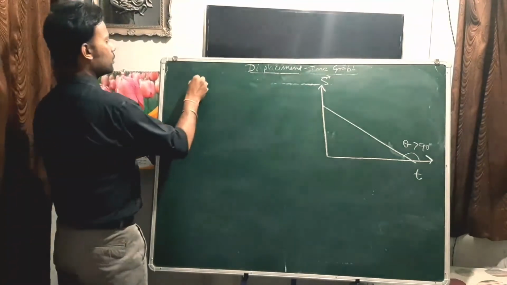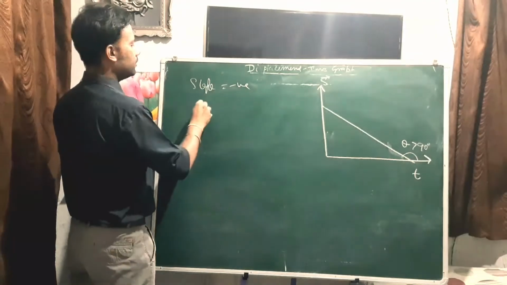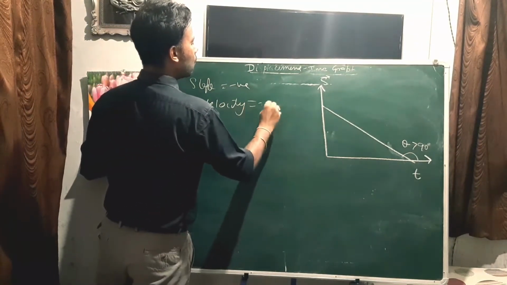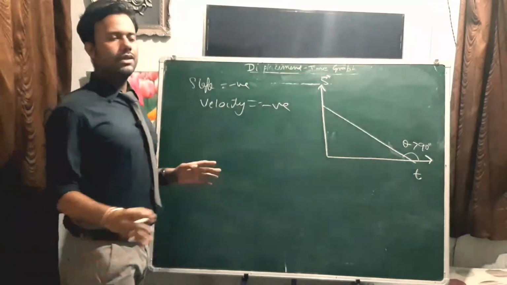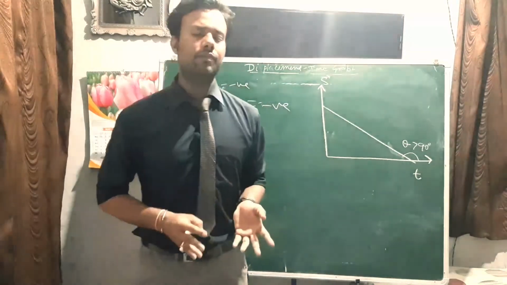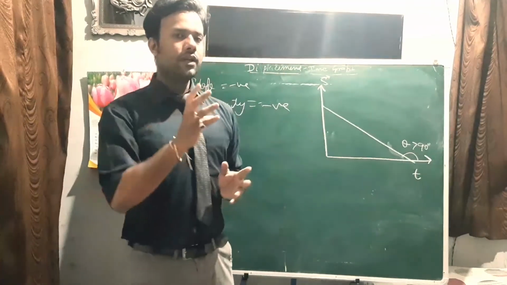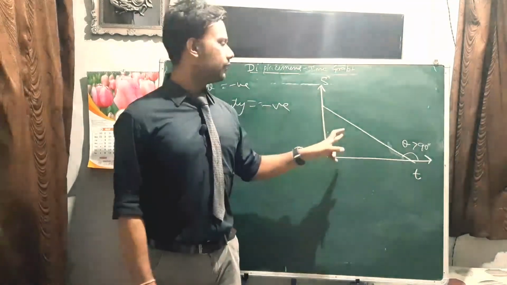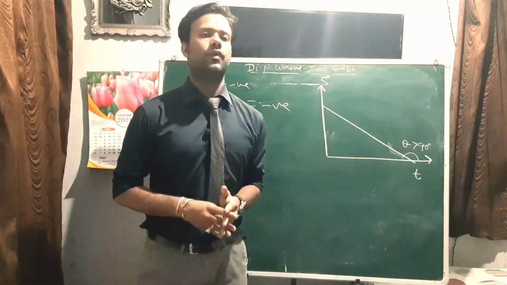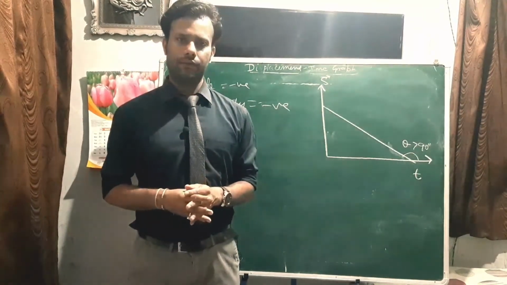So here the slope is negative, which represents velocity. That means velocity is negative. Now what does it mean? How can velocity be negative? See, basically velocity is a vector quantity, and the positive and negative signs show its direction, right? Whenever the slope of the displacement-time graph is negative, it means the body is moving back to its initial position. Then the velocity will be negative, right?